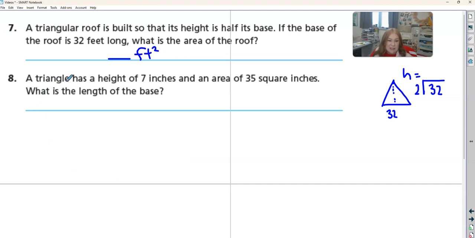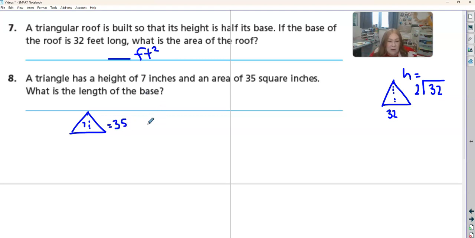Okay, number 8 says a triangle has a height of 7 inches. I'm going to draw up my picture here. So height of 7 and a total area of 35. So something times 7 cut in half is 35. So it's very tempting to just be like, oh, 5 times 7 is 35. But, right, we have to find the whole rectangle first. So we need to double this and then see what it is.